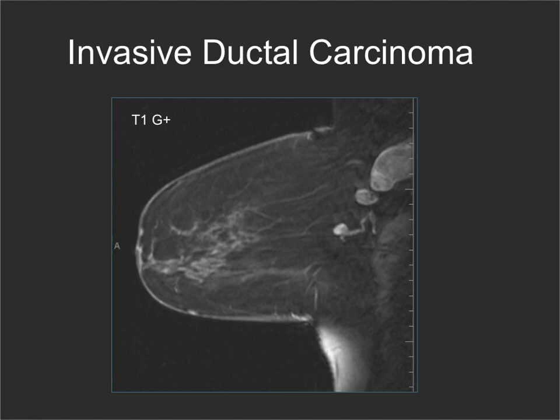We're going to talk more about nodal involvement in a minute, but you can see in this same patient, it's always very important to check laterally on the sagittal and all the way up on the axial images that she has some significantly abnormal nodes involved.